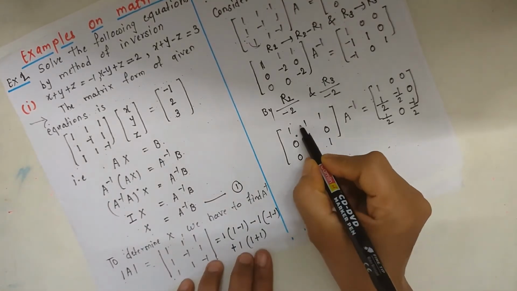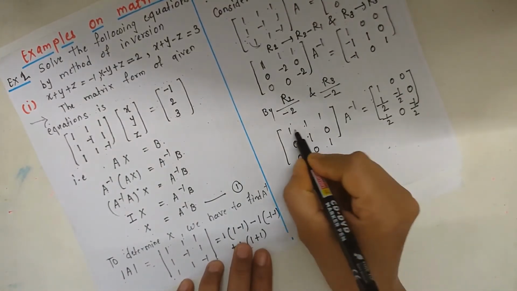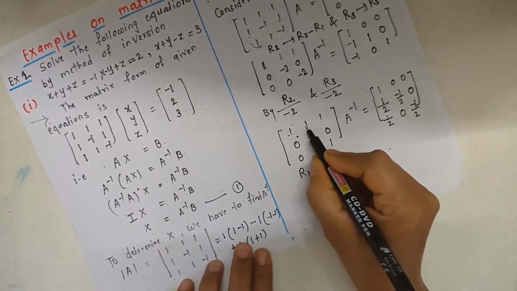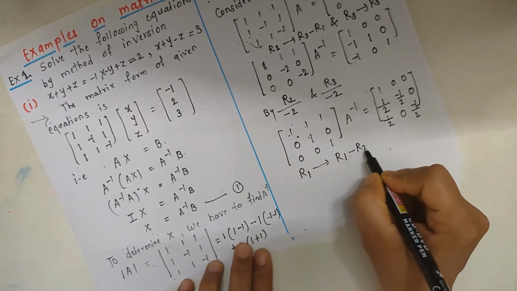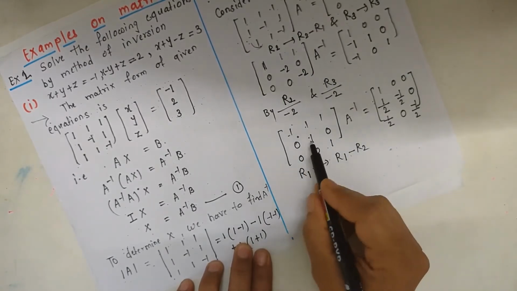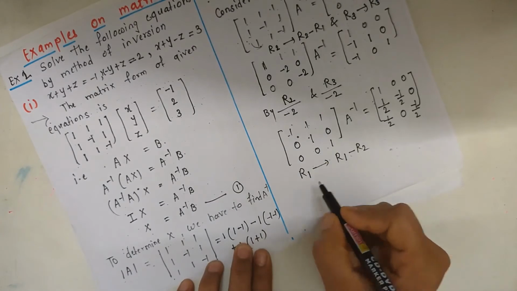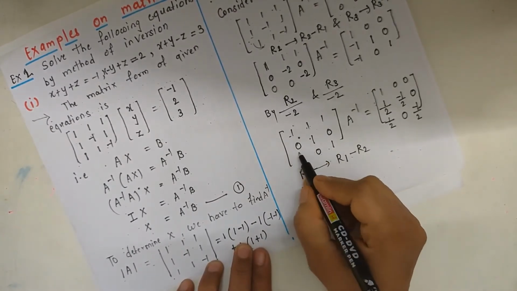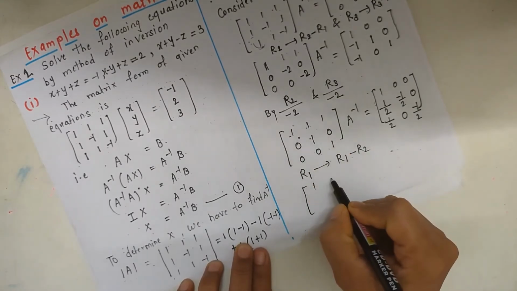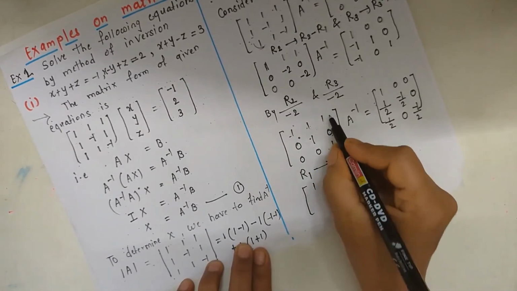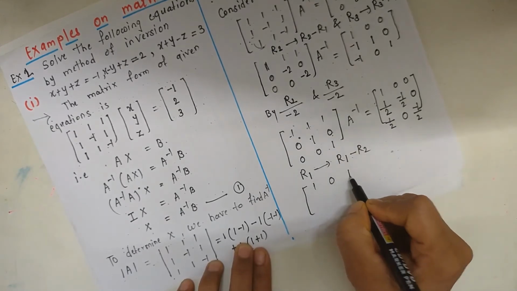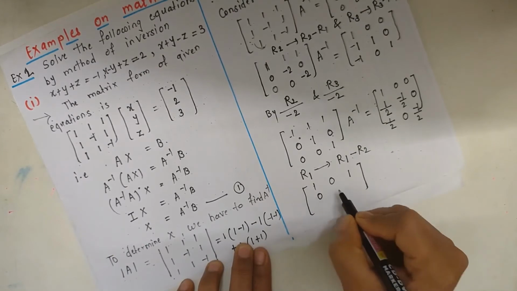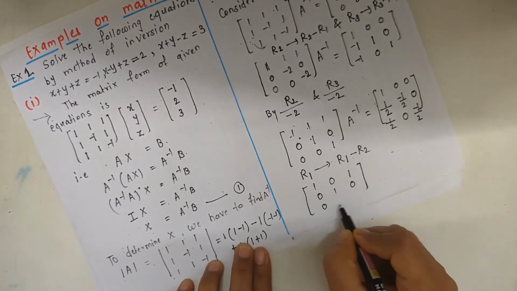Now, reducing this one to 0, we have to apply R1 minus R2 on the R1 element. By applying R1 minus R2, we get this one to 0. So R1 by R2: 1 minus 0 is 1, 1 minus 1 is 0, 1 minus 0 is 1. R1 element minus R2 element, 1 minus 0 is 1.